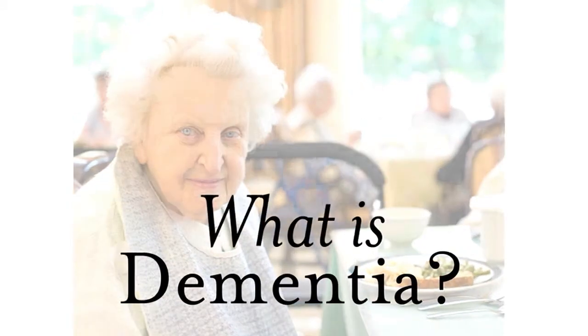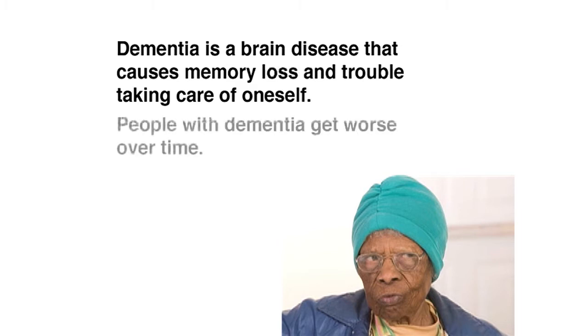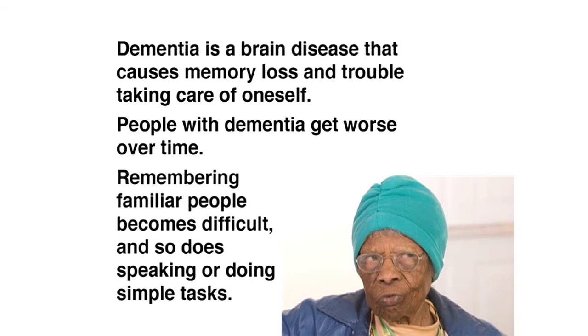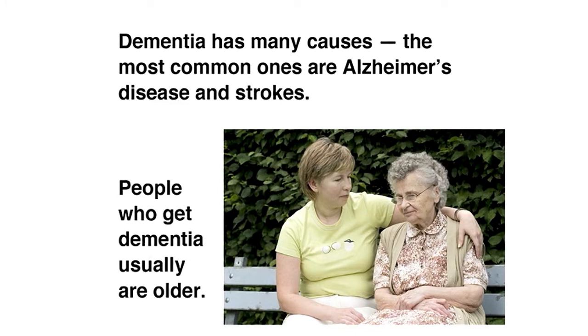What is dementia? Dementia is a progressive brain disease that causes memory loss and trouble with other aspects of thinking and taking care of oneself. People with dementia usually get worse over time. Remembering familiar people or events becomes more difficult, and so does speaking or doing simple tasks. Dementia has many causes. The most common ones are Alzheimer's disease and strokes. People who get dementia usually are older and may also have other health problems.